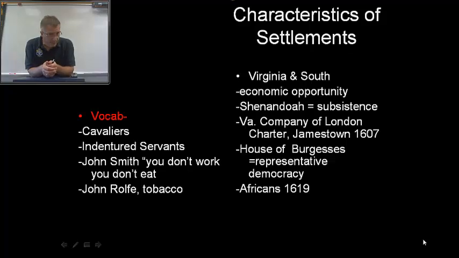John Rolfe, maybe in a bigger way, saves the colony, because he discovers a way for the colony to make money. If he hadn't experimented with different strains of tobacco to get a viable strain that could be commercially sold, Jamestown would have failed. Right? It's a business venture. If that business can't make money, the company and people back home in England are going to stop sending supplies, stop sending people, and stop supporting the colony. So Rolfe saves it through the development of tobacco.